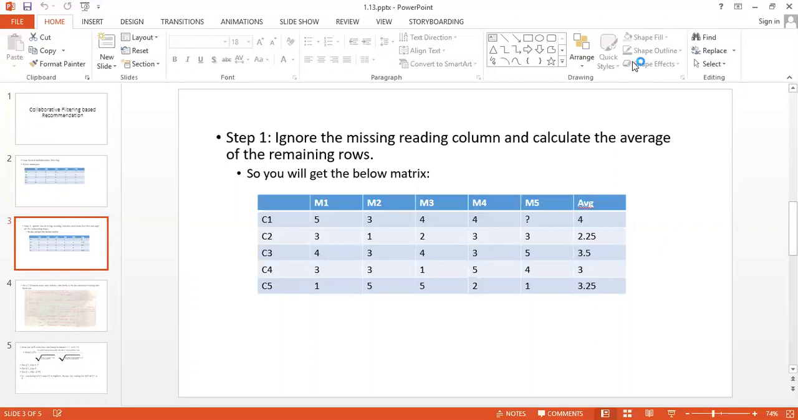In case of C2, we have to consider 3 plus 1 plus 2 plus 3 plus 3 divided by 5, because here customer 2 has given a rating to all the movies. As we are taking 5 values, we have to divide the addition by 5. You will get 2.25. For customer 3, you will get 3.5. For customer 4, you will get 3. And for customer 5, you will get 3.25. So these are the averages we have calculated for the ratings given by customers to the movies. This will be our first step.